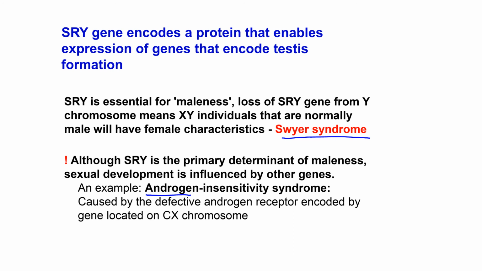So these are just a few examples of disorders which you can detect in humans, which really witness or show the importance of the SRY gene and genes which are related to the function of SRY in the development of male characteristics in humans.